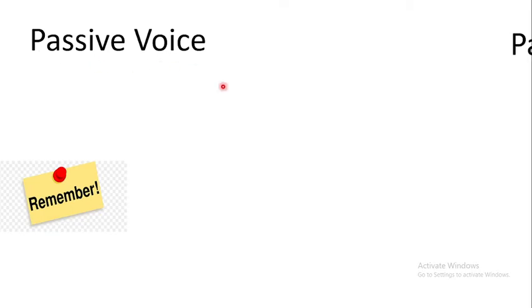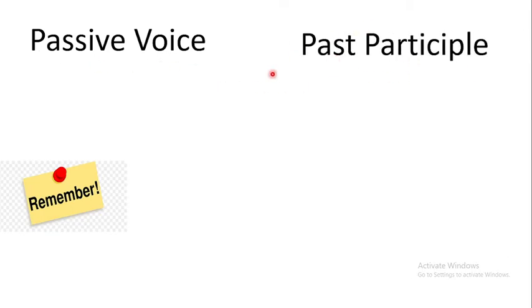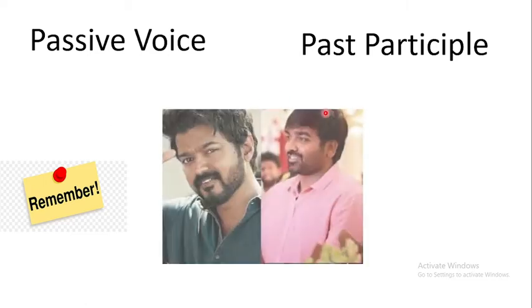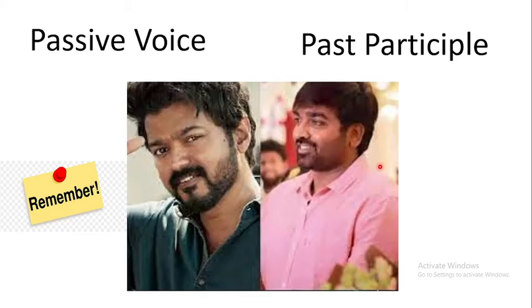Passive voice and the past participle are very good close friends like Vijay and Vijay Sethupathi. Now when you think about passive voice, you should bring past participle also, like Vijay and Vijay Sethupathi in the film Master. Both of them are very important in that film. Like that, passive voice always comes with past participle. You should not forget. Passive voice, past participle.